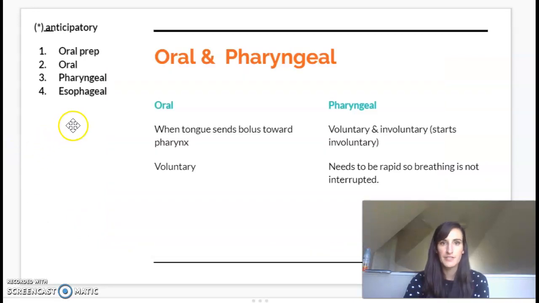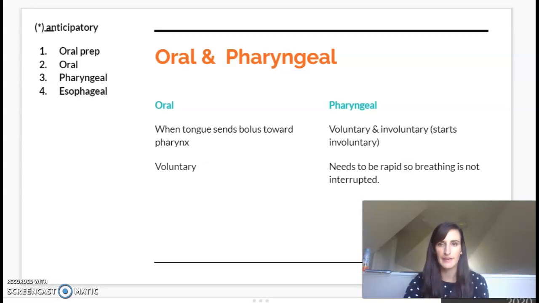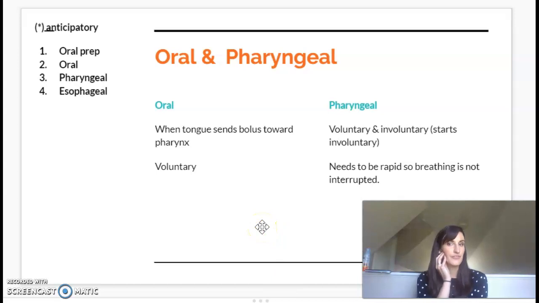All right, then moving into the oral, some people call it the oral transport or the oral and pharyngeal phases, okay? So the oral is when the tongue sends the bolus towards the pharynx. And something that I want you guys to think about here is that it's voluntary. And so think about the sensory impairment that could be occurring and how that might change if he's even able to determine, you've heard of food pocketing on the weaker side.